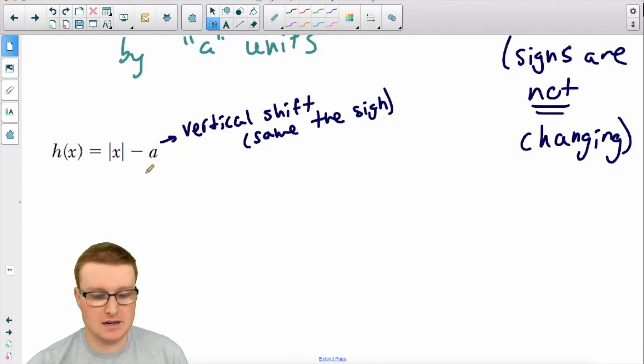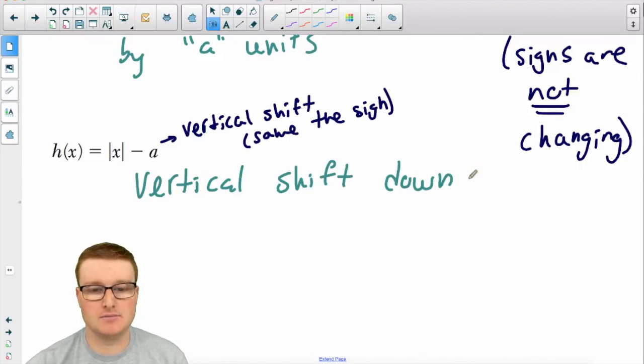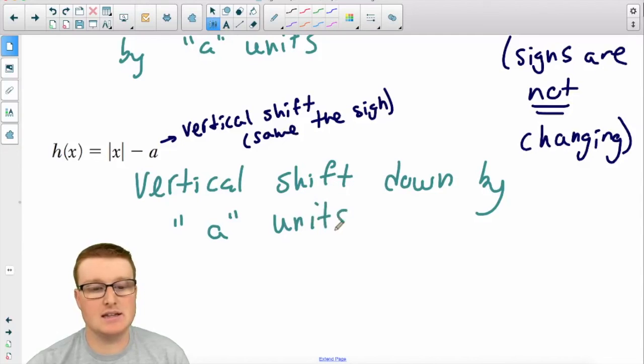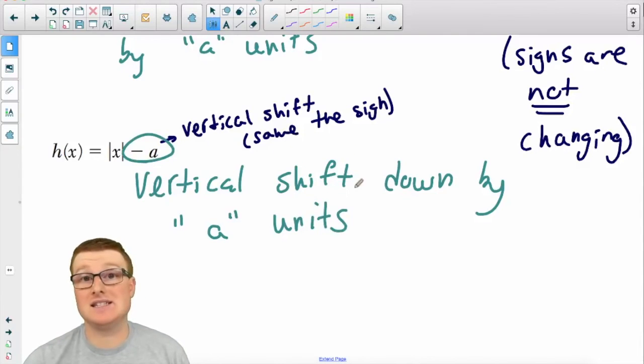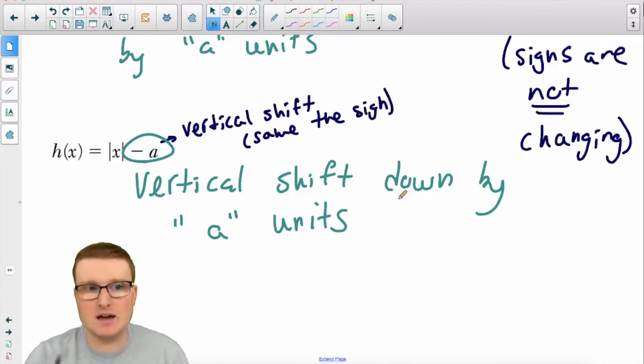Then, down here, this is a vertical shift. Down by a units. And as you can see, even though it is negative, it is the same direction. So if it's negative on the outside, it's going down. Vertical shift, going down, same as the sign.